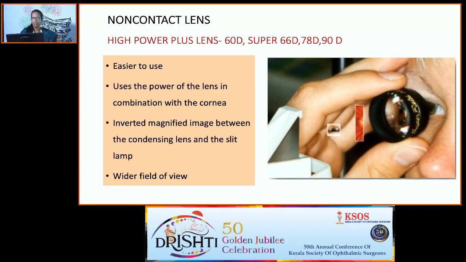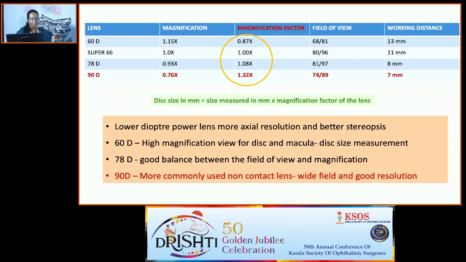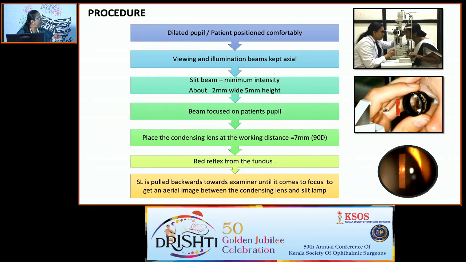Obviously, the most commonly used is the high plus lens. So we have 60D, 78D, 70D, and 90D. It is easier to use, and uses the power of the lens in combination with the cornea to give you an image between the condensing lens and the slit lamp, and it gives you a wider field of view. Now, the lower the diopter of the lens, the more axial resolution and the better the stereopsis. 60D gives you a high magnification and is good for size measurement. 70D gives a good balance between the field and the magnification. And 90D is the most commonly used. It gives a wide field and a good resolution.